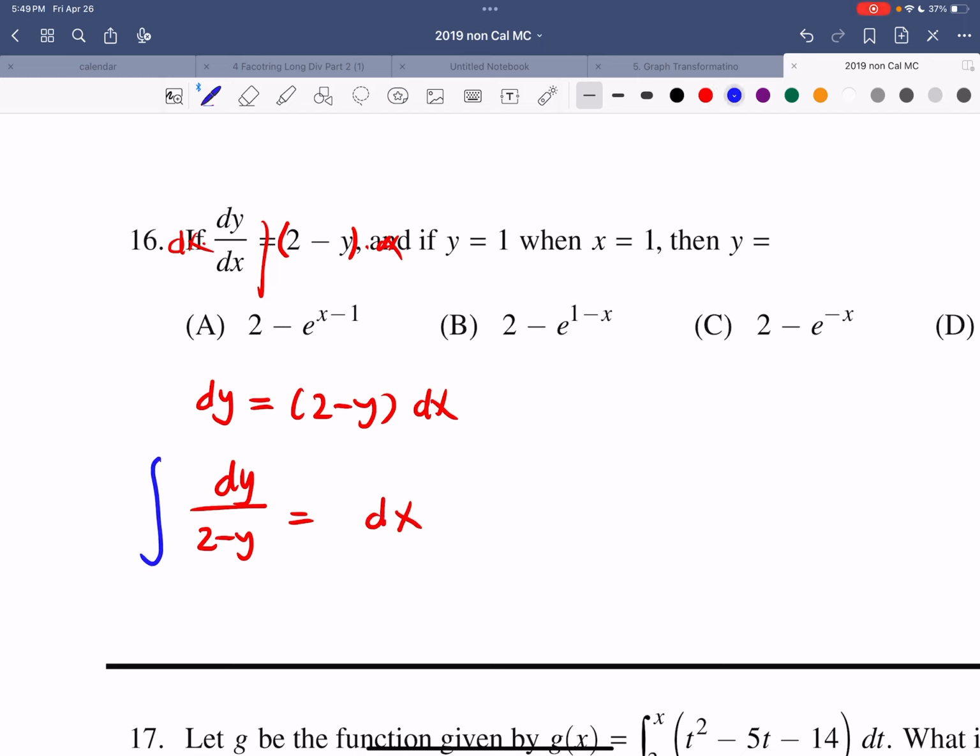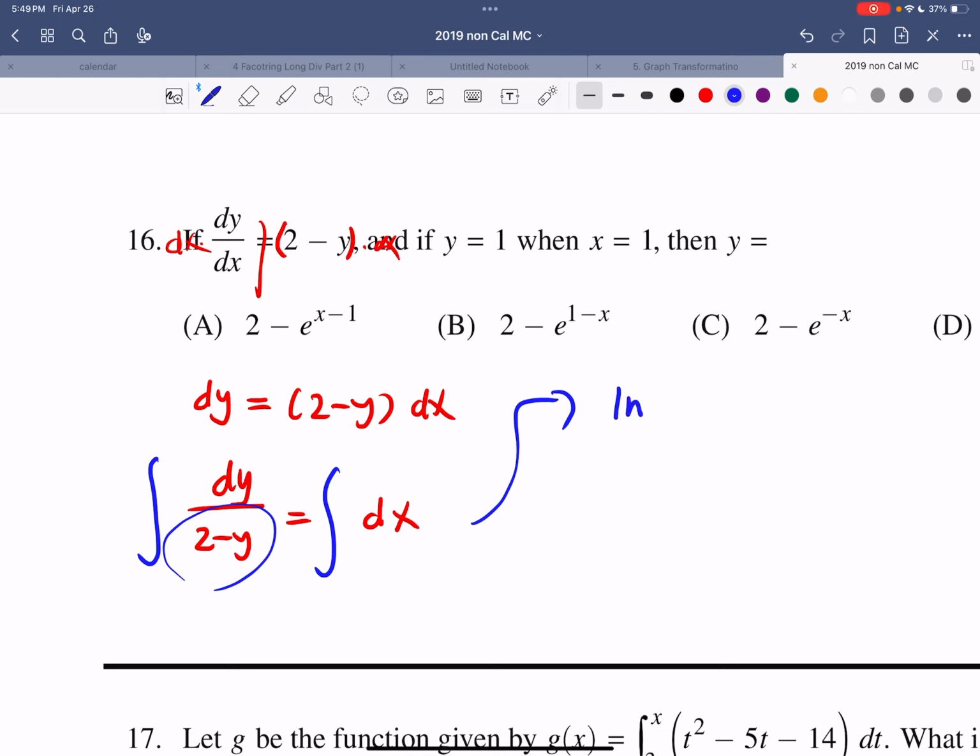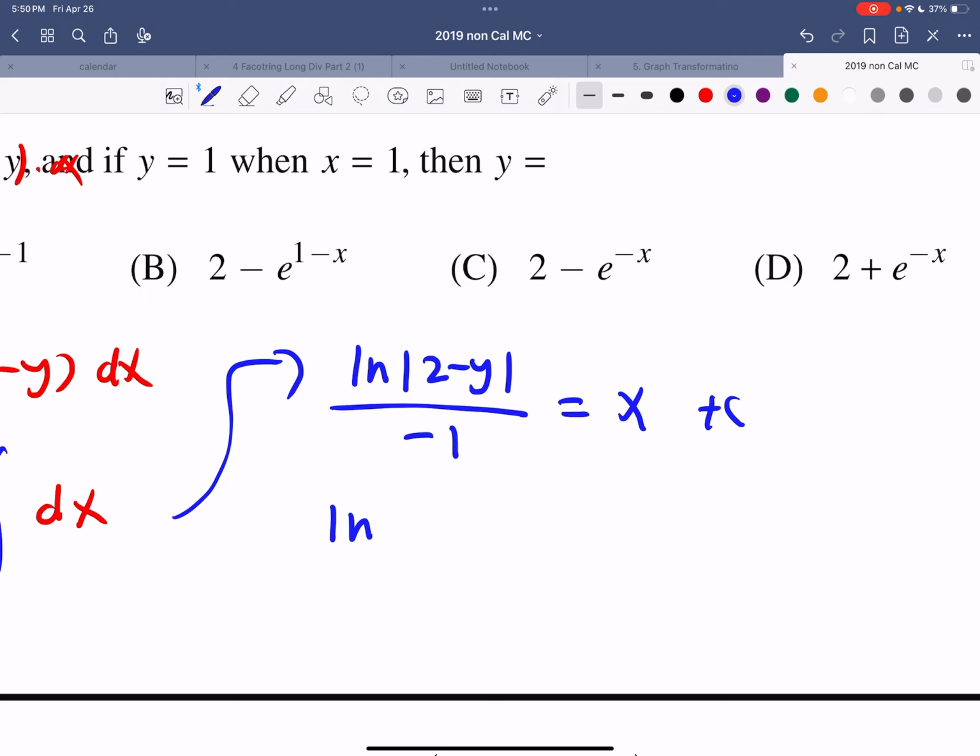Now let's anti-derive both sides. Do you see this one is a 1 over 2 minus y? So this is the same thing as natural log of 2 minus y, divided by the derivative of this one, which is going to be -1, is equal to x. So natural log of, I'm not going to put absolute value anymore. Oh, I forgot about plus c. It's going to be natural log of 2 minus y is equal to -x plus c.